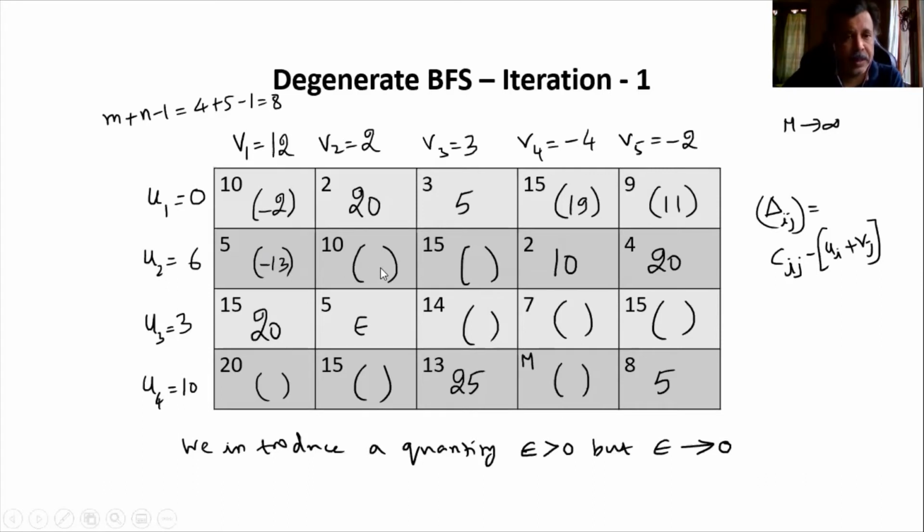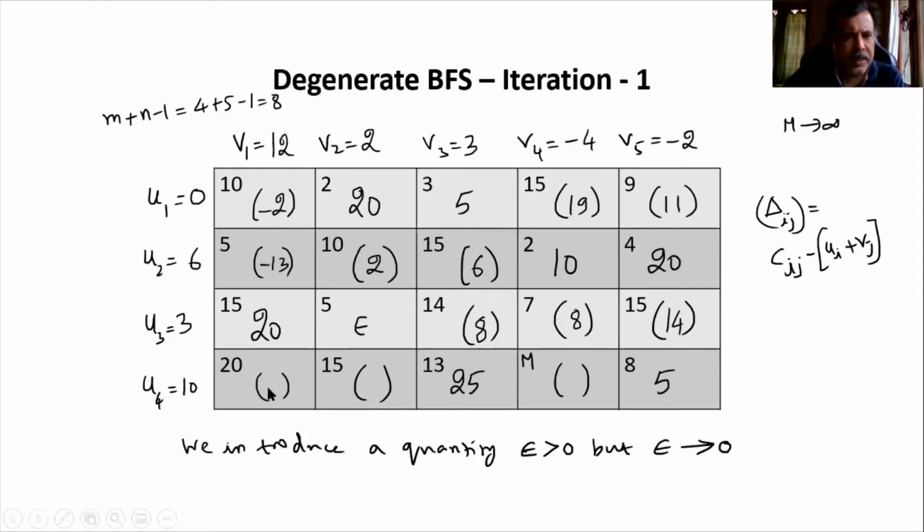6 plus 2, it is 8. 10 minus 8 is 2. Here it is 6 plus 3, 9. 15 minus 9 becomes 6. Here 3 plus 3, 6. 14 minus 6, it is 8. Here 3 minus 4, it is negative 1. Then 7 minus of minus 1, it is 7 plus 1. So it becomes 8. Here 3 minus 2, it is 1. 15 minus 1 is 14.